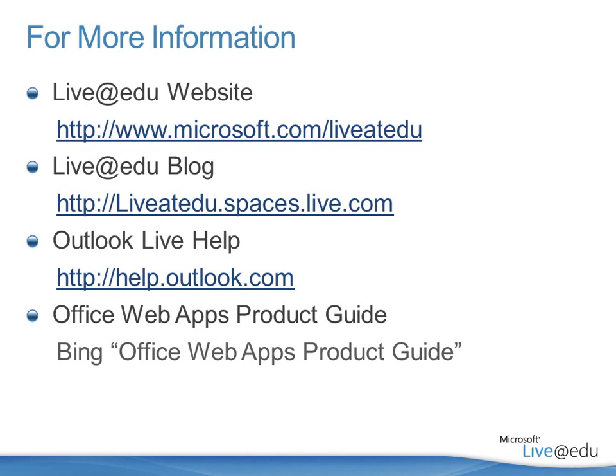This is the same place you can get to if you go to the little blue circle with the white question mark in it within the Outlook Live application itself. Both ways will take you to help.outlook.com. Also, if you go to Bing and do a search for Office Web Apps Product Guide, you'll get a detailed PDF on all the features that are included in our Office Web Apps applications, which are now integrated into SkyDrive.